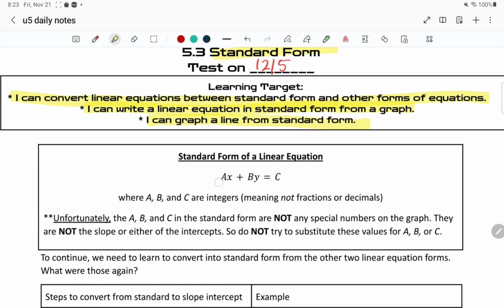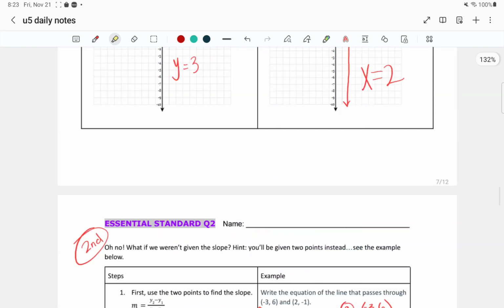Would you guys take your highlighter and highlight A, B, and C for me? So when we're talking about standard form, A, B, and C are integers, which means they cannot be fractions or decimals. And the extra thing is A, B, and C are not special numbers on the graph. So follow me.